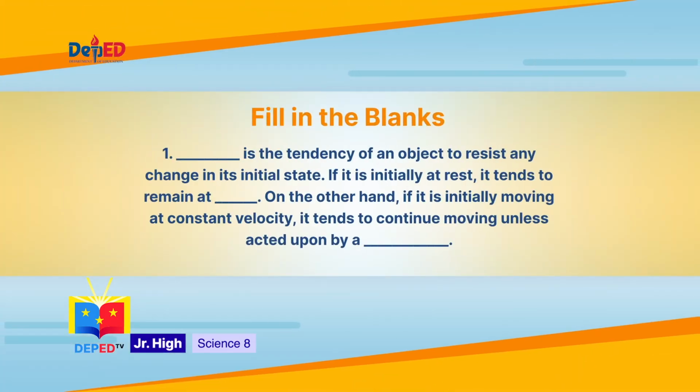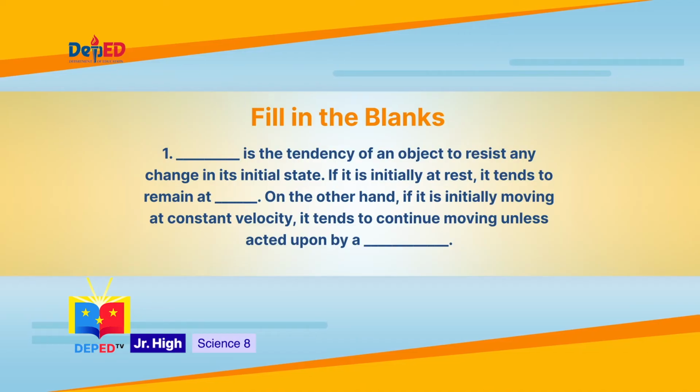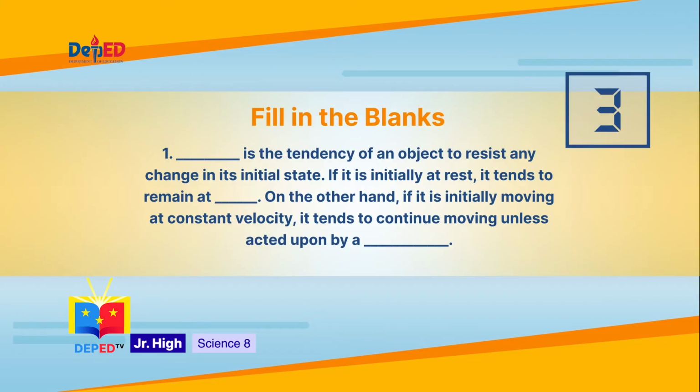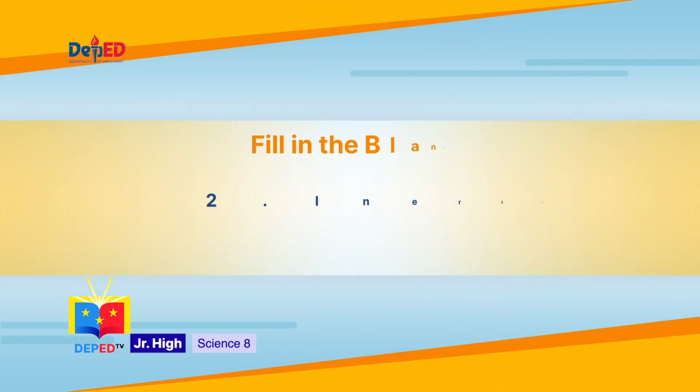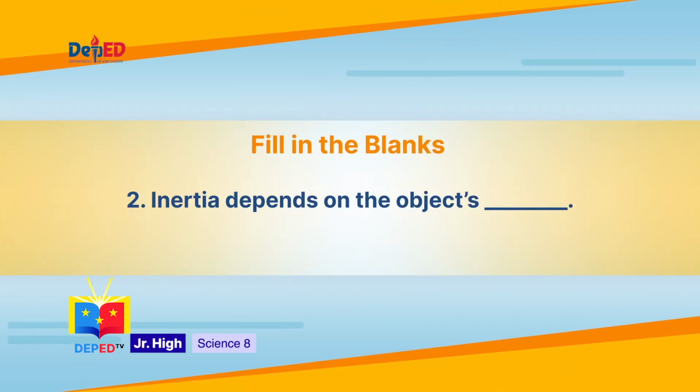Blank is the tendency of an object to resist any change in its initial state. If it is initially at rest, it tends to remain at blank. On the other hand, if it is initially moving at constant velocity, it tends to continue moving unless acted upon by a blank. Inertia depends on the object's blank.